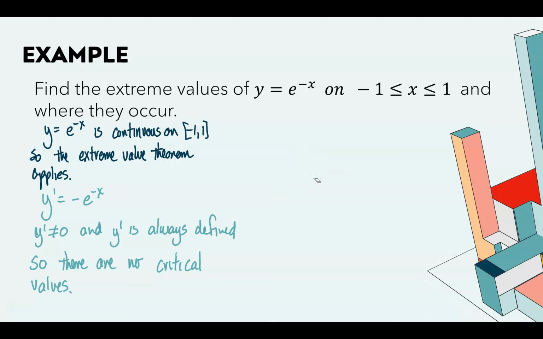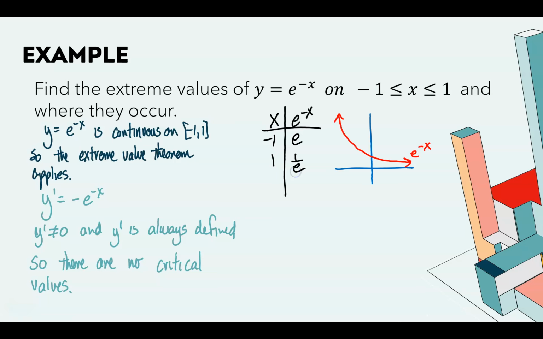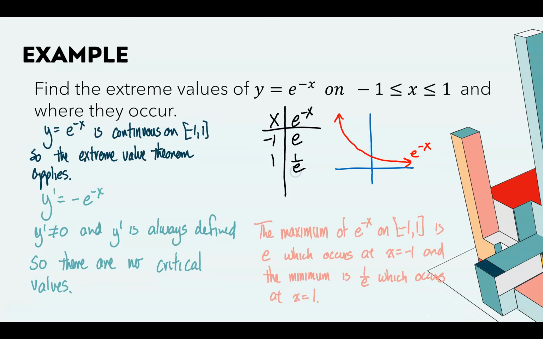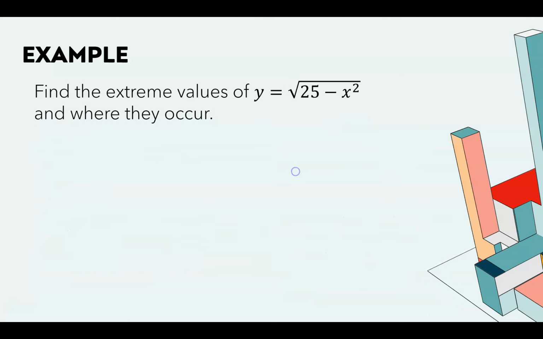So we get no critical values, which means when we make our table of values, all we have to do is substitute negative 1 into e to the negative x, and we get e, 2.71, I forget what it is, and 1 over e, a little bit more than a third. And again, that was predictable. So the maximum of e to the negative x on negative 1 to 1 is e, which occurs at negative 1, and the minimum is 1 over e, which occurs at 1.